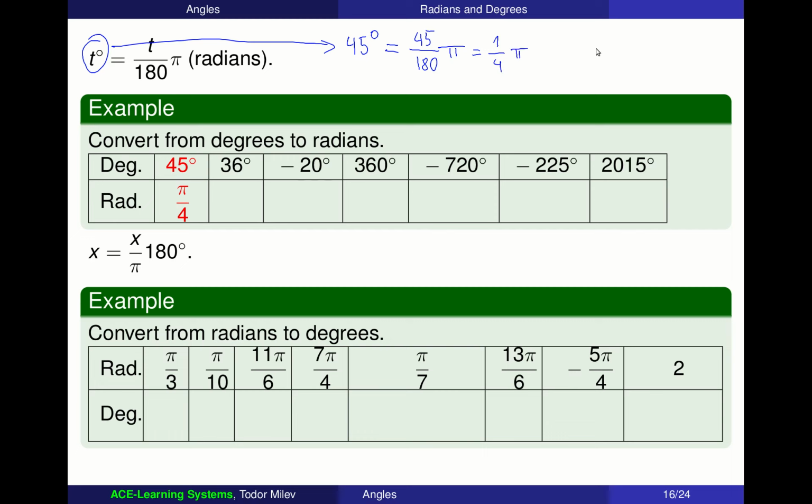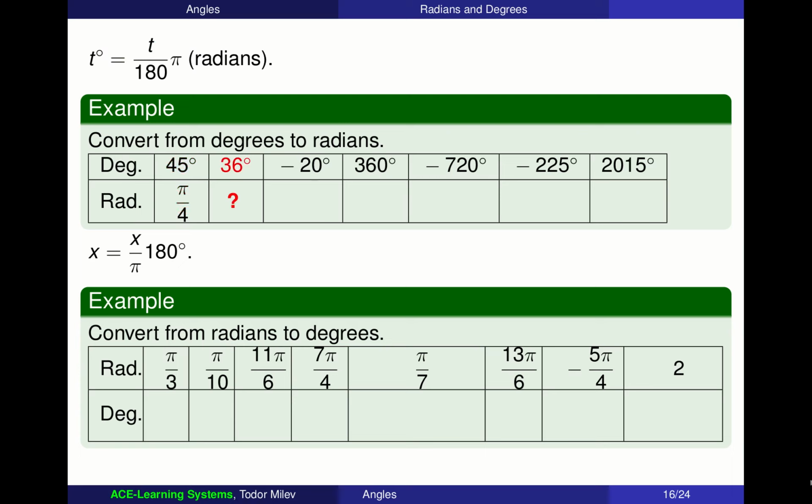All right, if you take 180 and you divide it by 45, you're going to get 4. And 4 times 5 is 20, carry over 2, so 80. So 45 divided by 180 is 1 divided by 4. Okay.